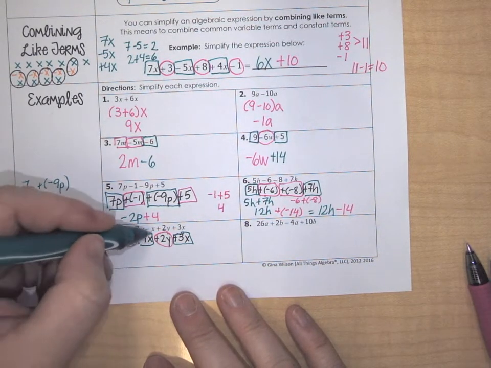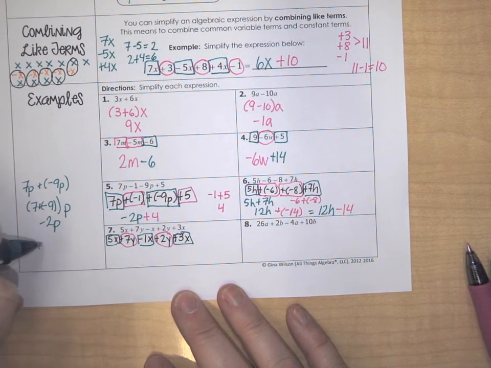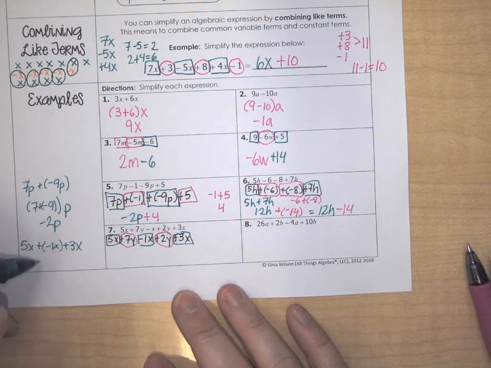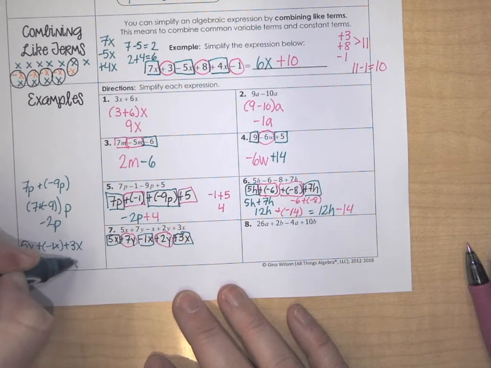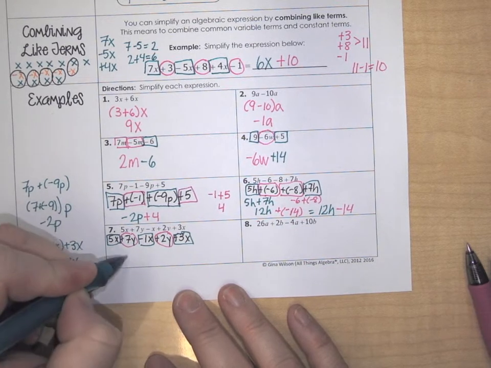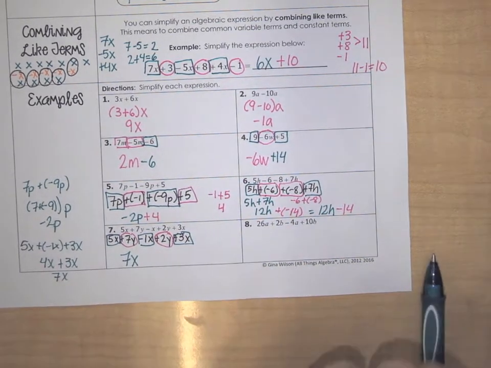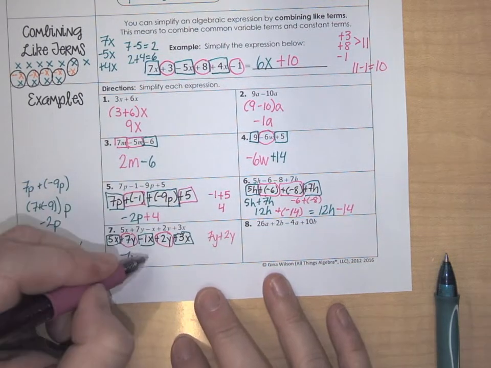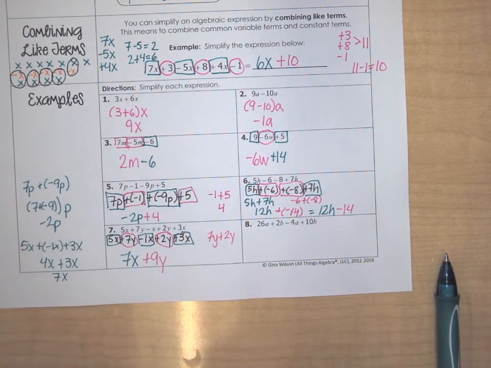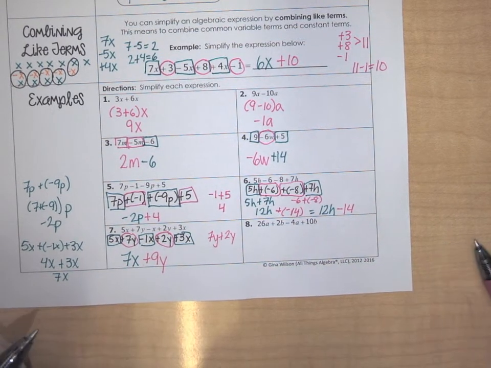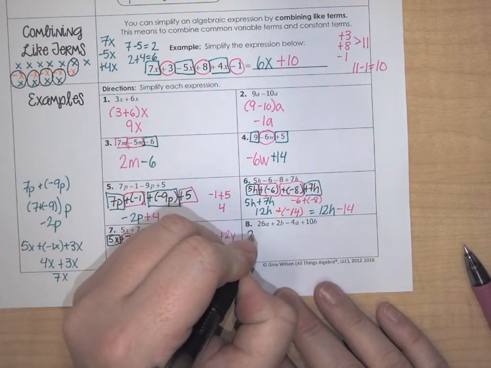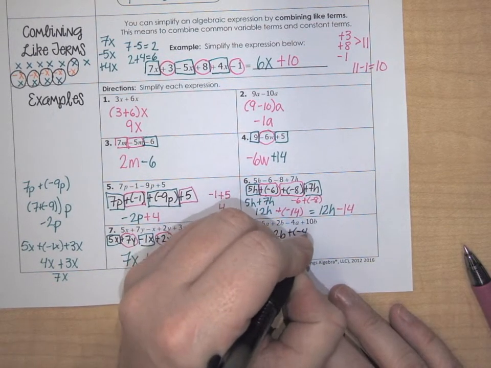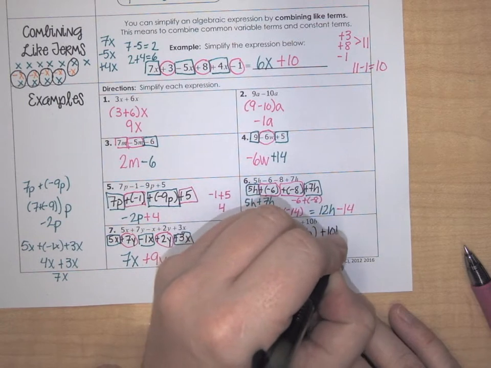So I have 5x plus negative 1x plus 3x. So I have 4x plus 3x, or 7x. Here I have 7y and 2y, which is 9y. Alright, one more. 26a plus 2b plus a negative 4a plus 10b.